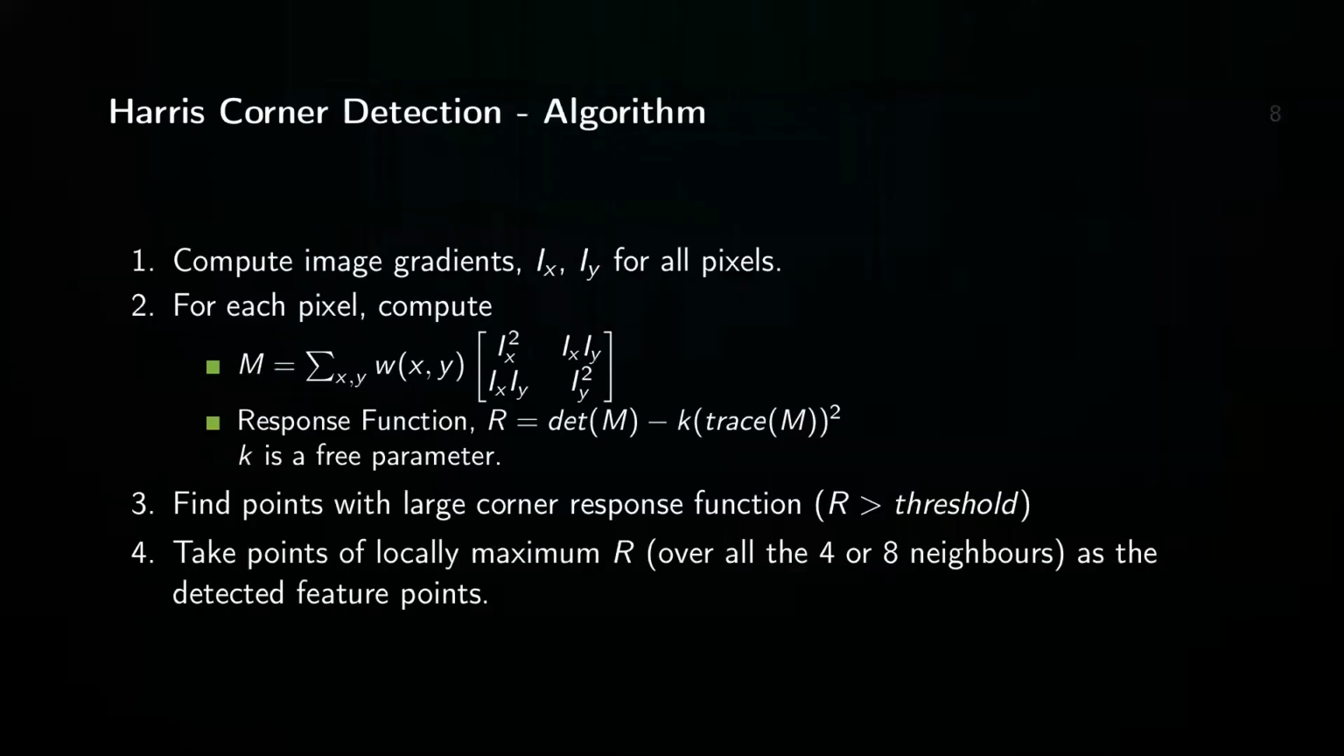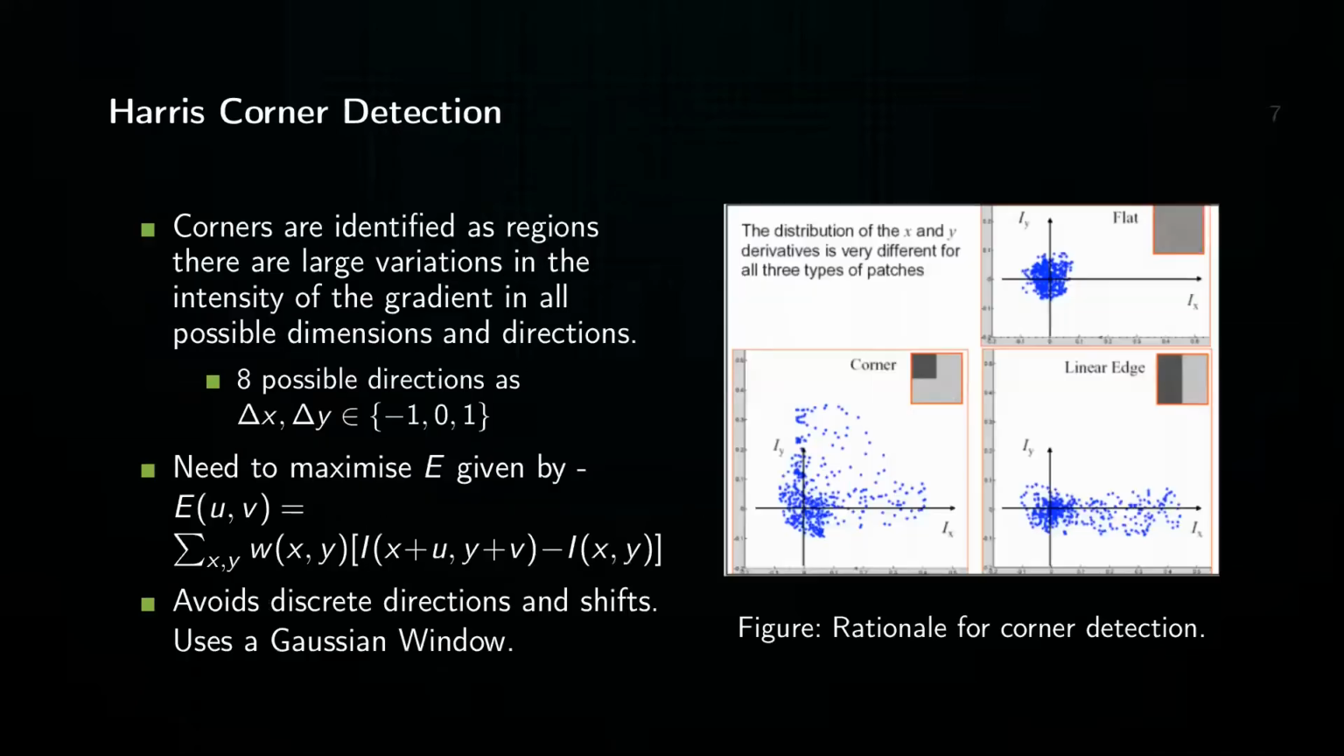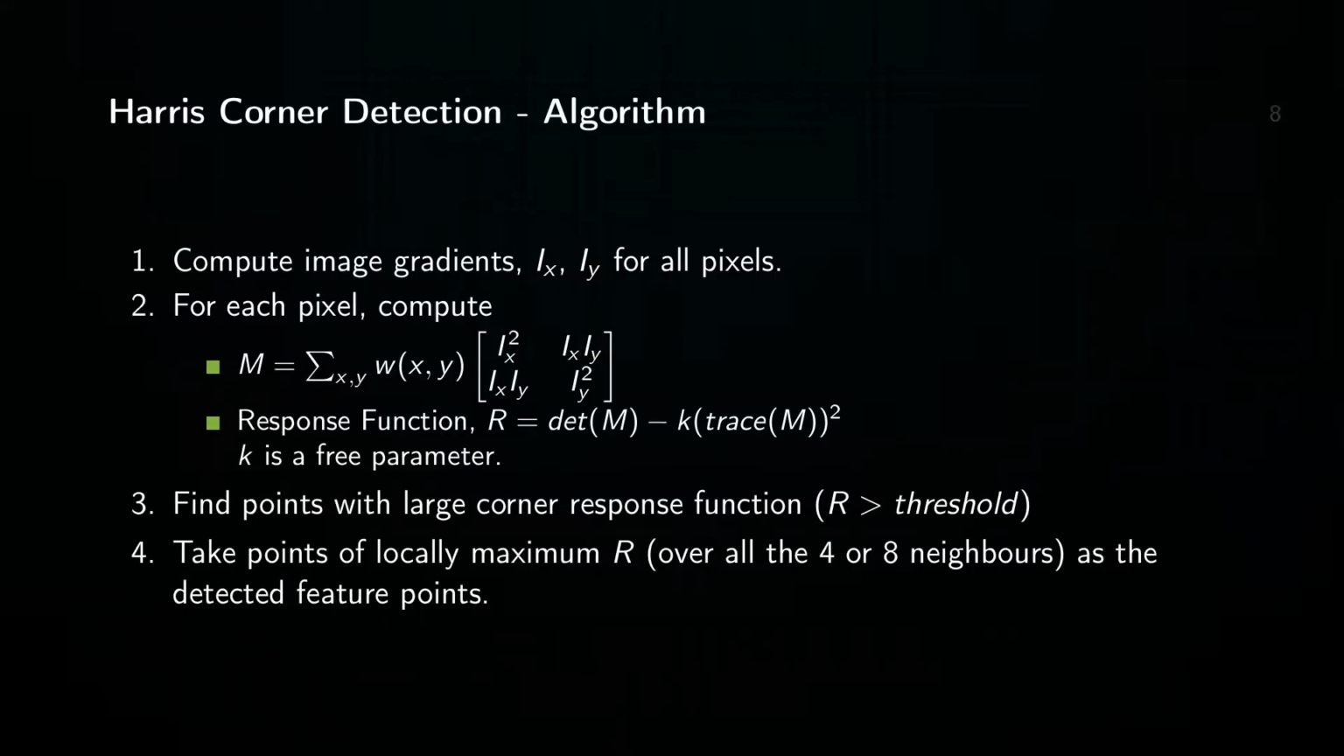The algorithm for this method is that we first compute image gradients for all pixels and then determine the matrix M, which is defined here. It's the product of the weight for each pixel multiplied by their image gradient matrix. And from here, we calculate a response function, which is derived from the Taylor series expansion of the function E, which was shown on this slide. And here k is a free parameter which can be tuned.